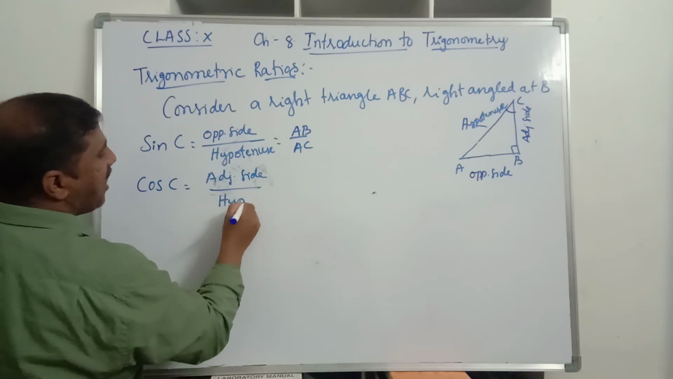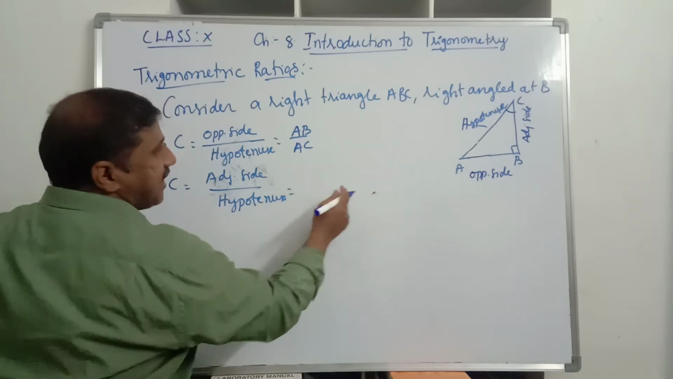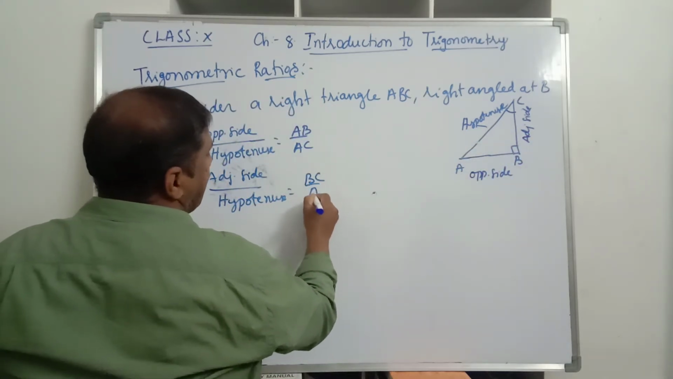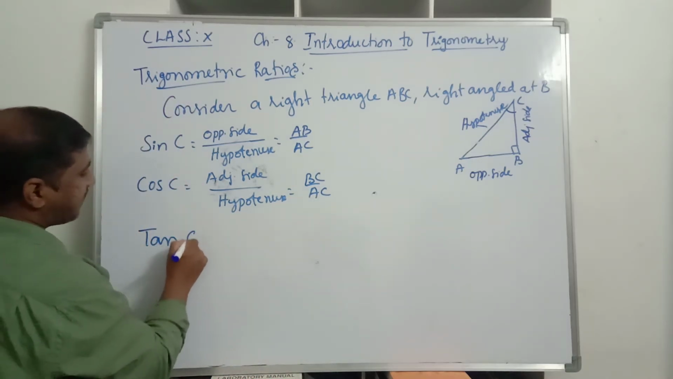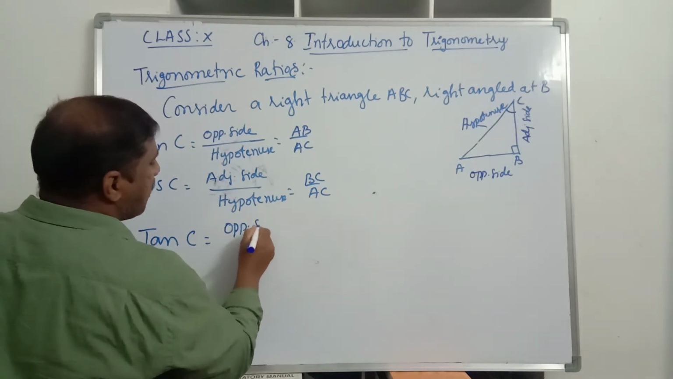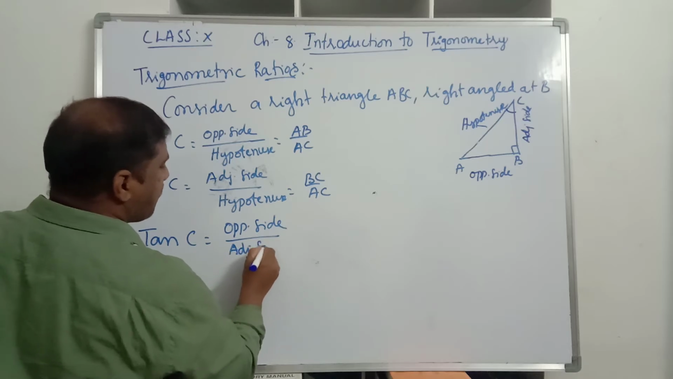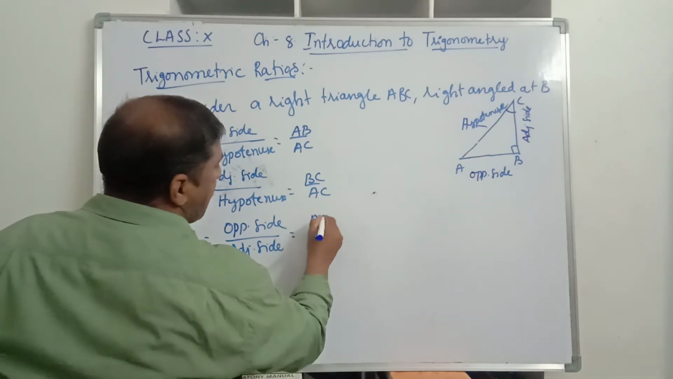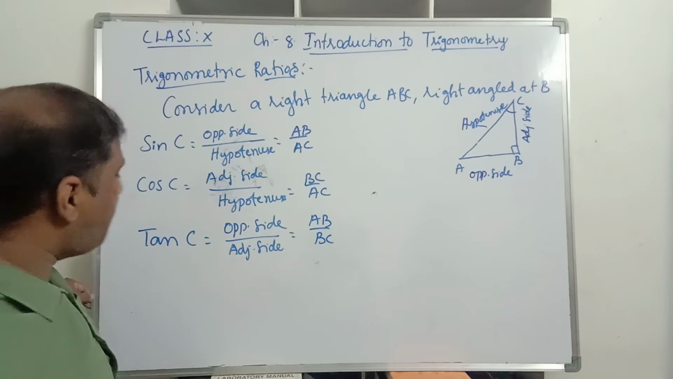Adjacent side divided by hypotenuse. What is the adjacent side? BC. BC is the adjacent side. So cos C is BC by AC. Then the third ratio is the tan ratio. Tan C is equal to opposite side divided by adjacent side of angle C. Opposite side is AB and adjacent side is BC. Therefore it is AB by BC.